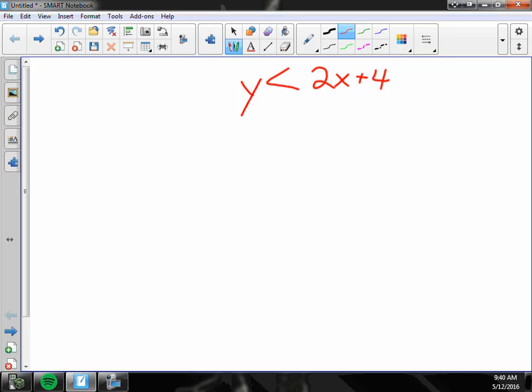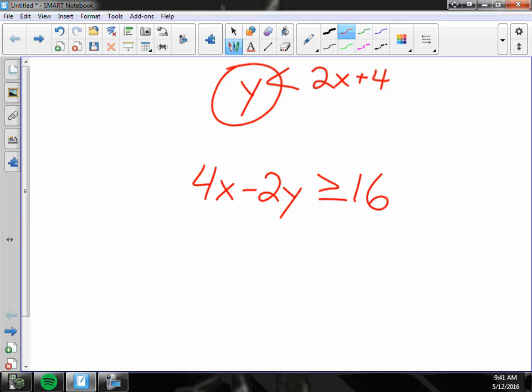Less than means down. Okay? If the y is on the other side, you can't trust the inequality. The other problem is the coefficient of y has to be positive. So if I had 4x minus 2y is greater than or equal to 16, am I going to shade up because it says greater than? The answer is no, because when I solve for y, I'm going to divide by negative 2, which is going to flip the inequality around. So if you can remember that, you can trust the inequality. Or you just pick a point and plug it in.